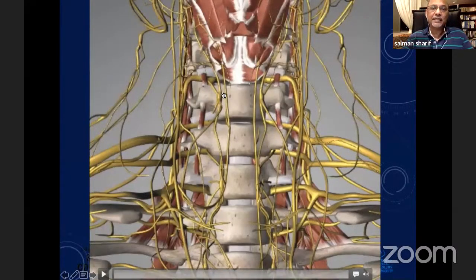We talked about the stellate ganglion and the sympathetic chain. So that's the sympathetic chain. You can see the inferior, middle, and the stellate ganglion on top, all three, and they run underneath the longus colli. So you need to be careful about this.